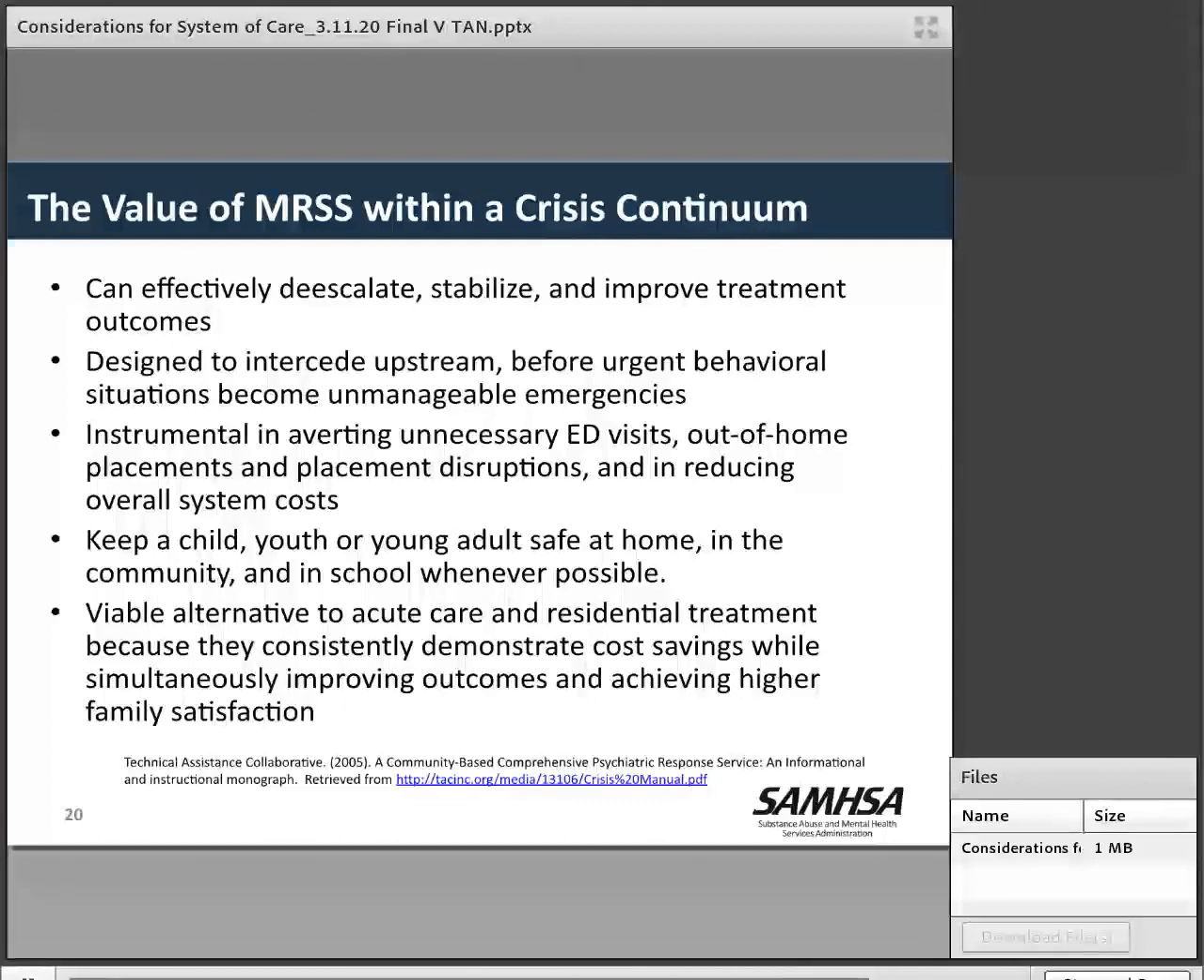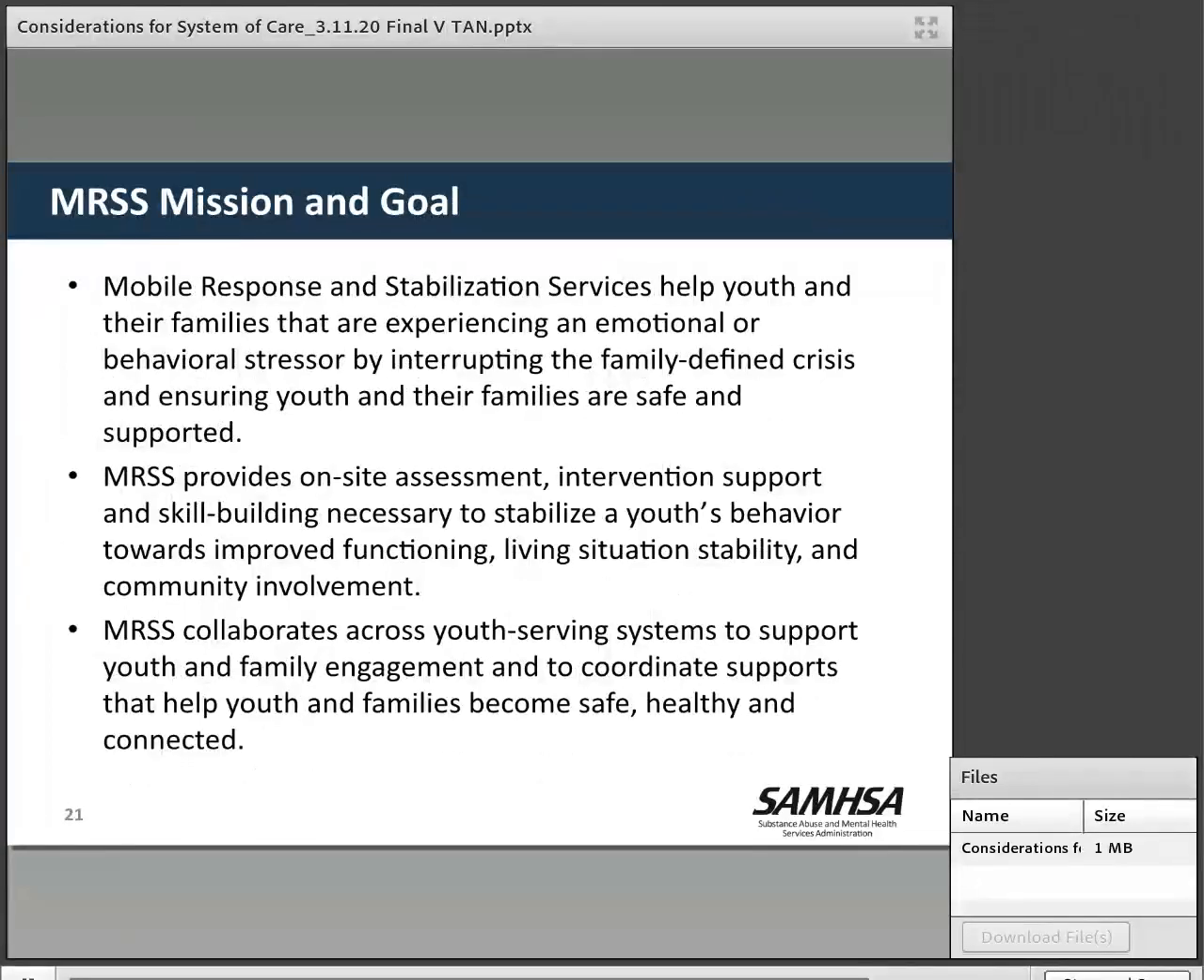The other thing that it does is it allows families to have energy to deal with the changes that are necessary to address the needs of their children. They're not so tired because the crisis has gone on for 2 years before they've gotten effective intervention. It keeps children, youth, and young adults safe in their homes, in their communities, in their schools whenever possible. And that's where youth get better, and they get better the quickest, in their own homes. And we look for viable alternatives to acute care and residential treatment because they consistently demonstrate cost savings while simultaneously improving outcomes and achieving higher family satisfaction.